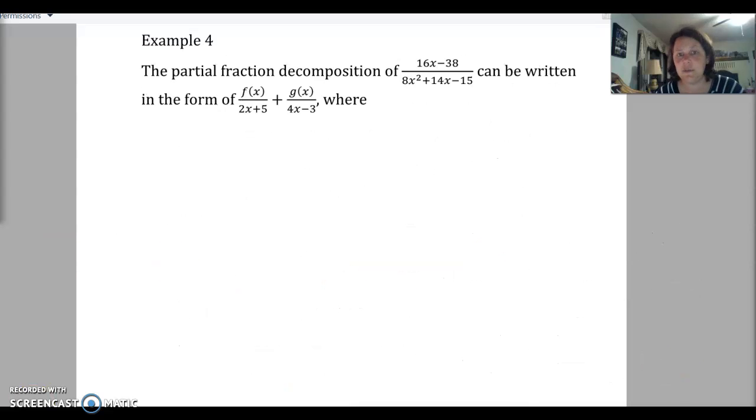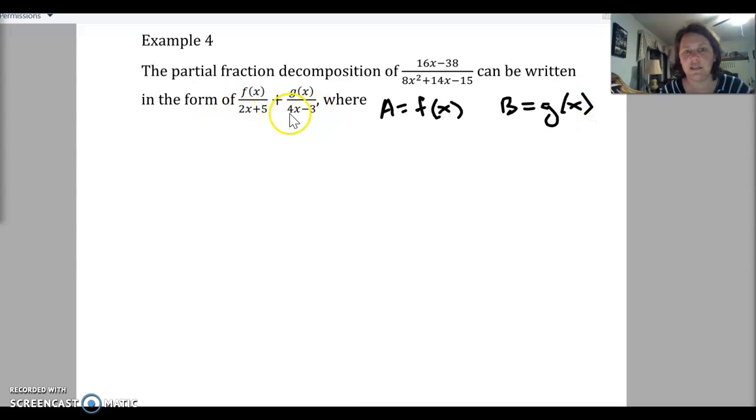Okay, for this example, I'm going to start going through them a little bit faster. Again, we have here a equals f of x and b equals g of x. They are both linear, nice linear factors, so I don't have to worry about doing anything differently with those. All we have to do is put in a and b for f of x and g of x. So let's go ahead and write out 16x minus 38 over 8x squared plus 14x minus 15.